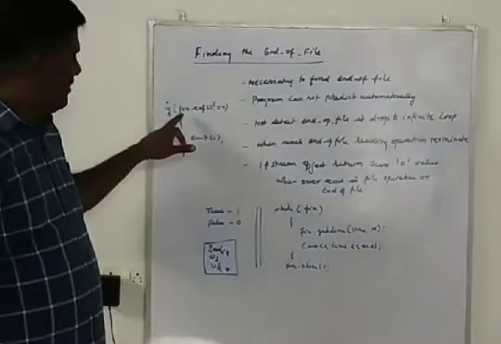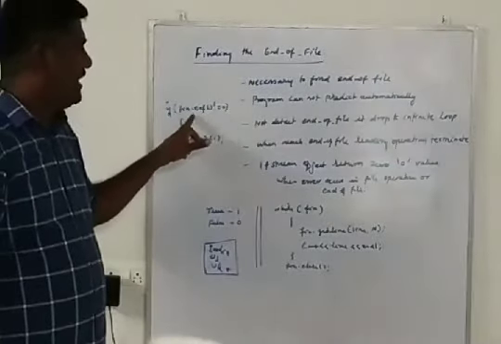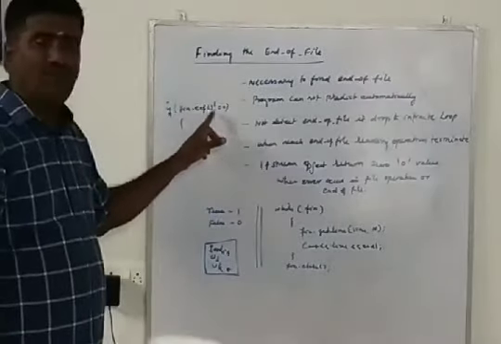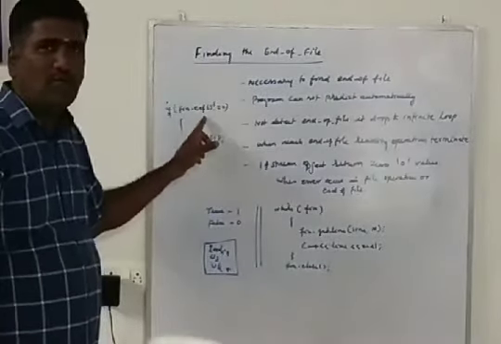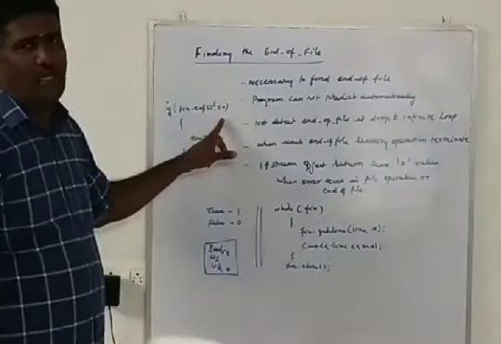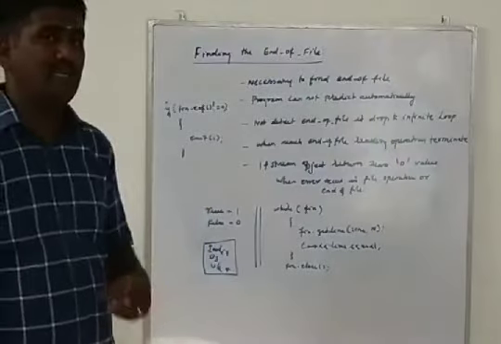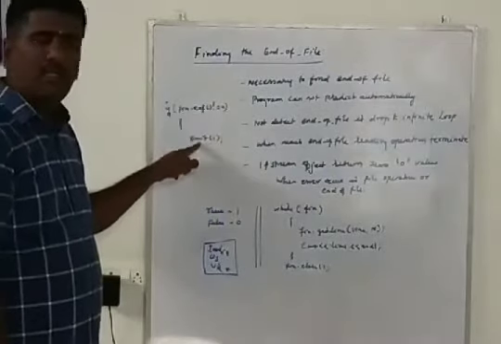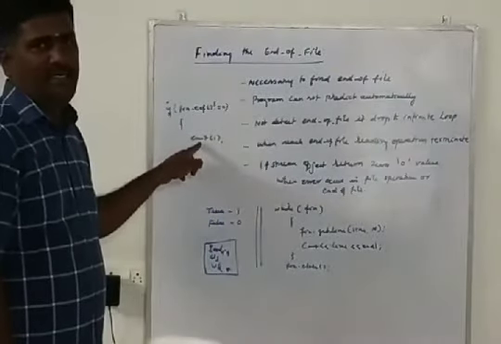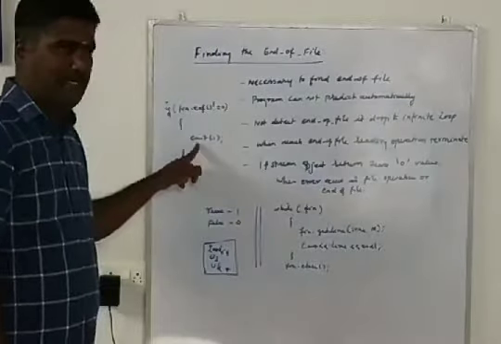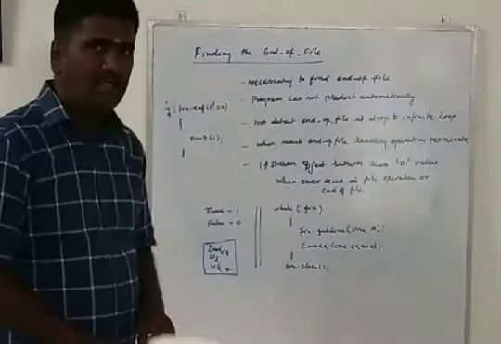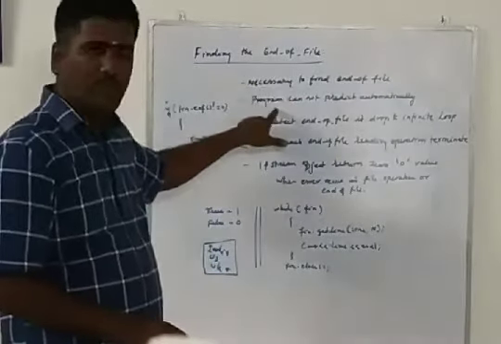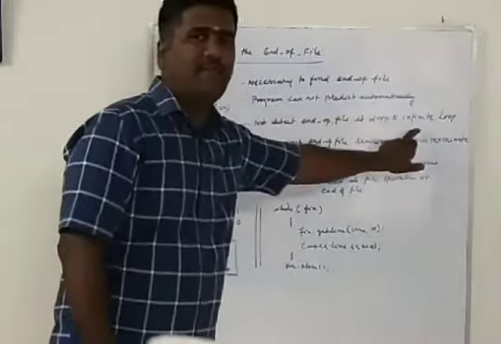Here, fin.eof() is a predefined function. If fin.eof() is not equal to 0, that means it is true, that is, it returns the value 1. Suppose it is equal to 0, the operation is terminated. So finding the end of file is necessary, otherwise the program drops into an infinite loop.